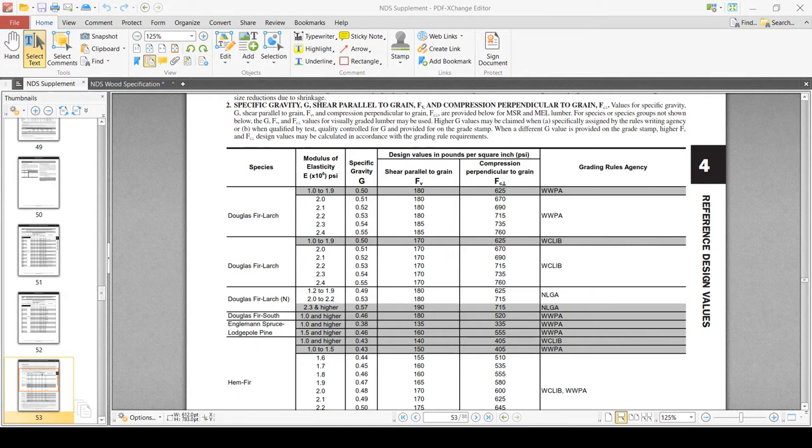And then choosing between the two different shear values, I choose to go at the lowest one just to be conservative, because I don't know whether this is based on the WWPA or the WCLIB. Now, thankfully, I don't have to make the decision for the compression perpendicular to grain, because they're the same for both. That's 625 psi. And then the specific gravity is going to be 0.5.